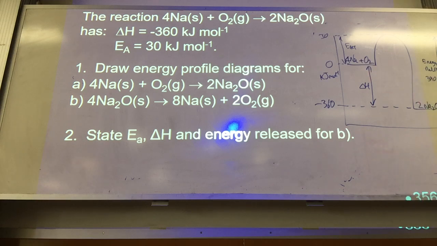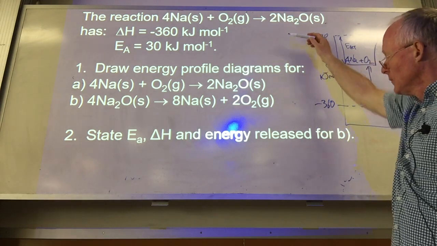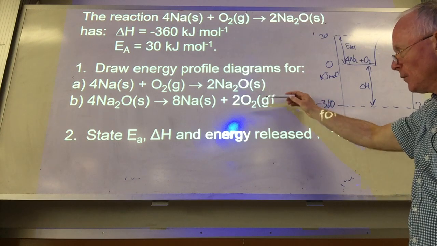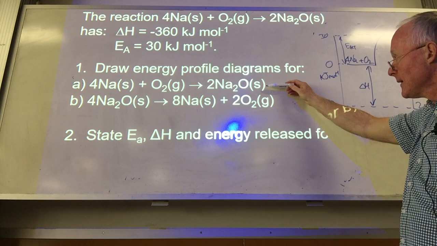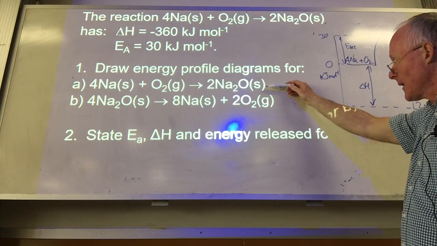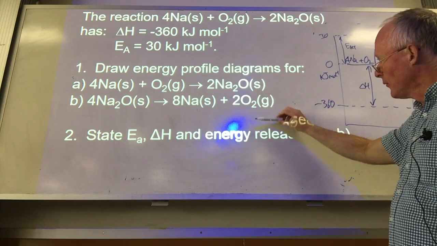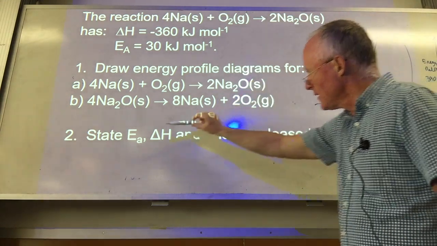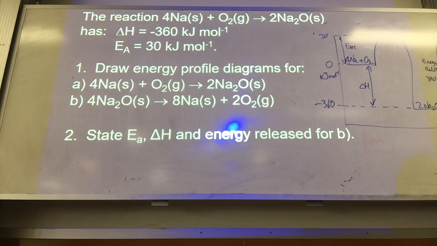For the second one, we look to see how that equation relates to the original equation, which is of course this one as well. So what have we done? We've flipped it back to front. That means exothermic becomes endothermic, and we've also doubled the number of moles. So 2 sodium oxides goes to 4 sodium oxides, etc.